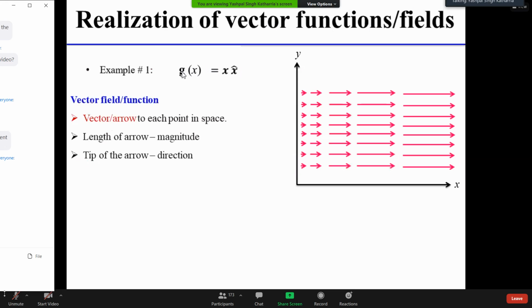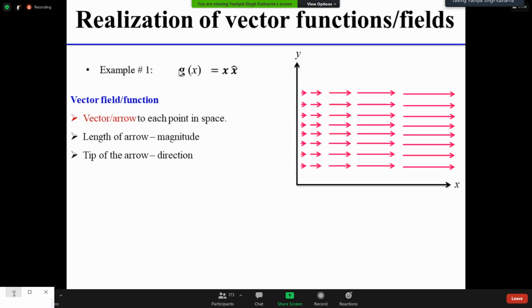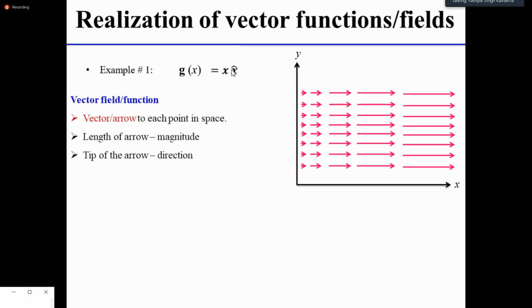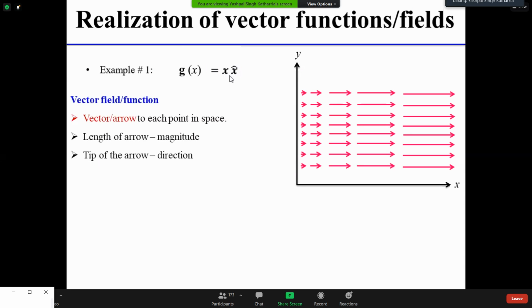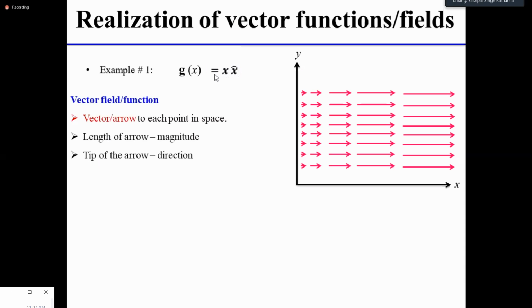So for example, you can consider a one-dimensional function like g(x) given by x multiplied by x cap. You can see that this function will be increasing as you increase the value of x. So if you draw a vector corresponding to this function, the length of that vector, the arrow, should be increasing with increasing value of x. However, direction will remain the same, along x cap. So this g(x) function can be represented with the help of this arrow.